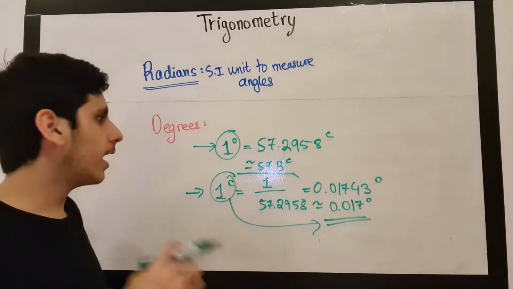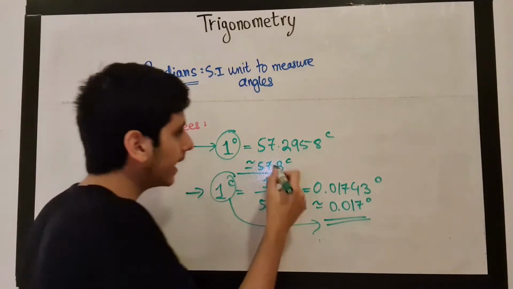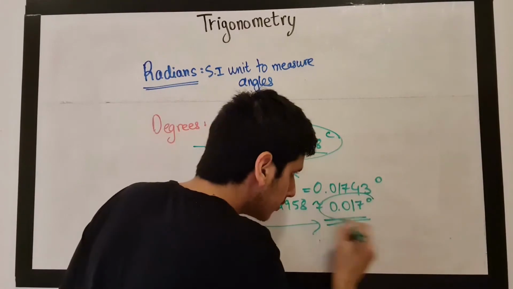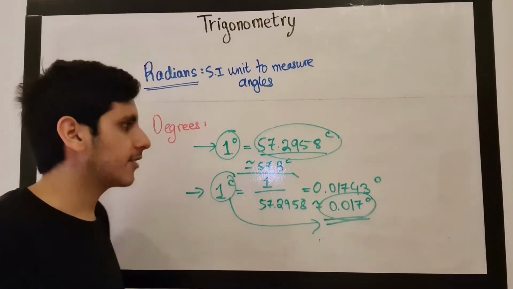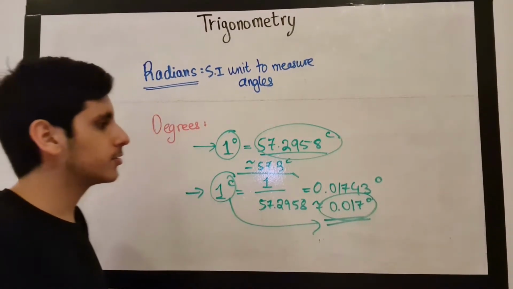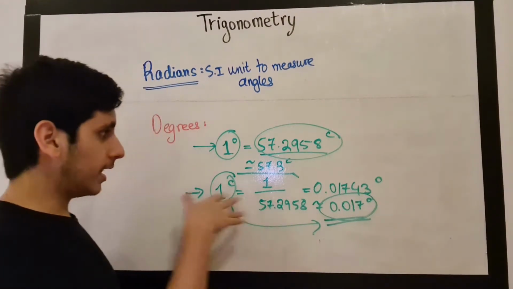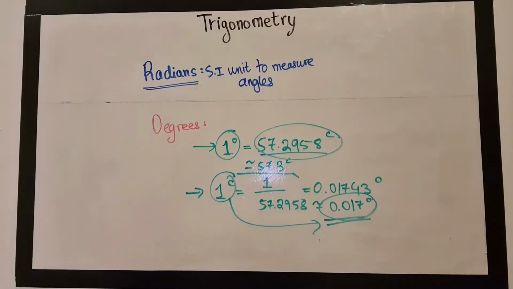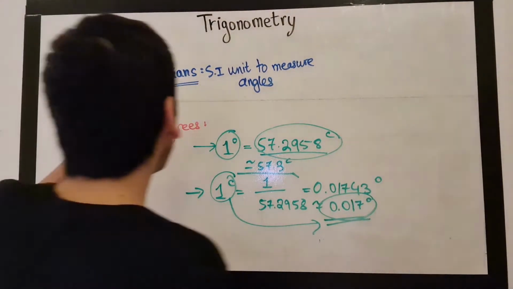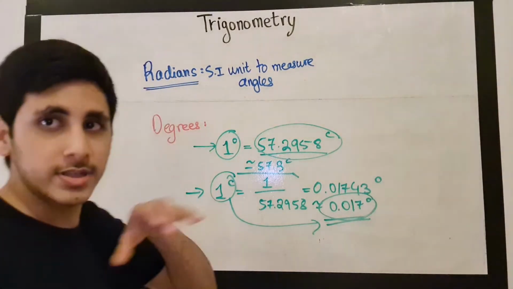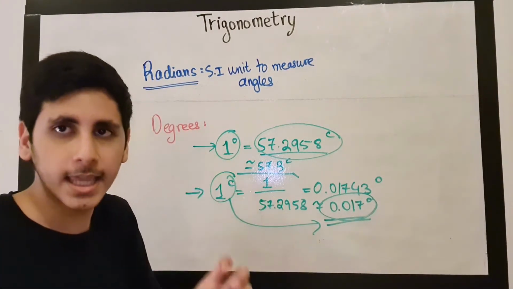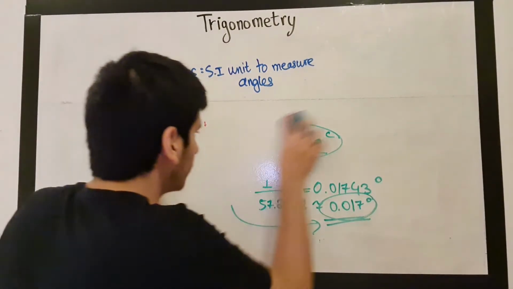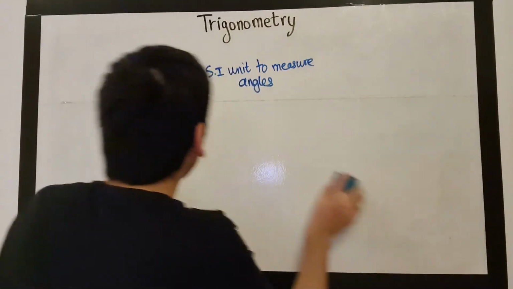I understand that, but why are these numbers in the relation? Why is there 57.2958, or why is there 0.01743 as the relation? To understand that, we have to come back to the circle and see where both of these angles measure the same distance or the same unit with the same magnitude. That's very important to understand, because that's only when we get relations.